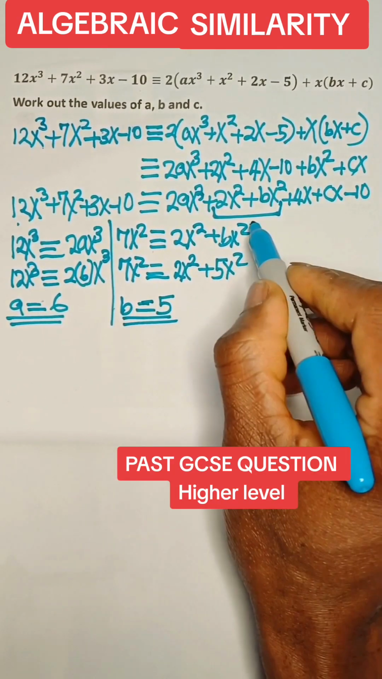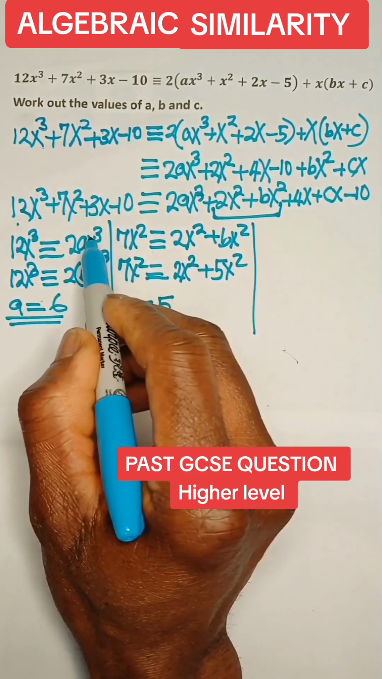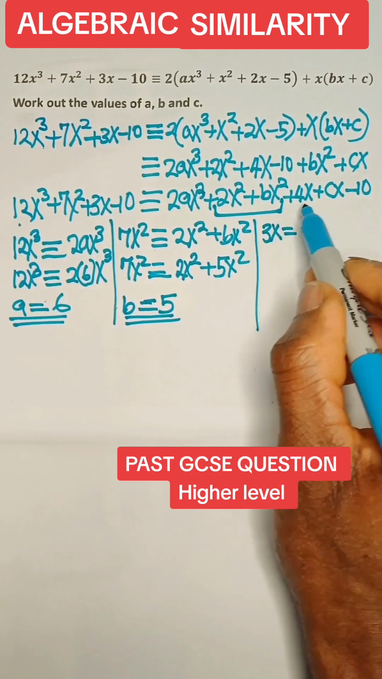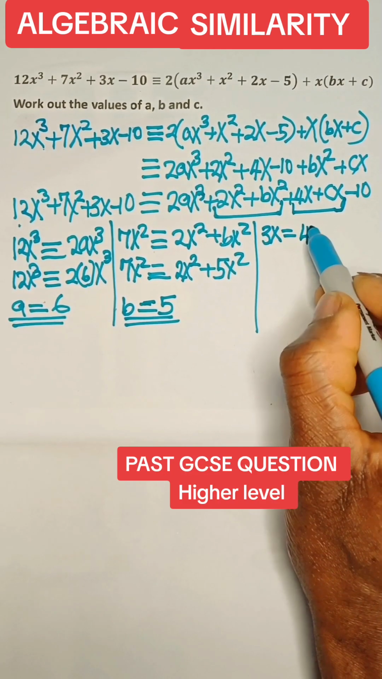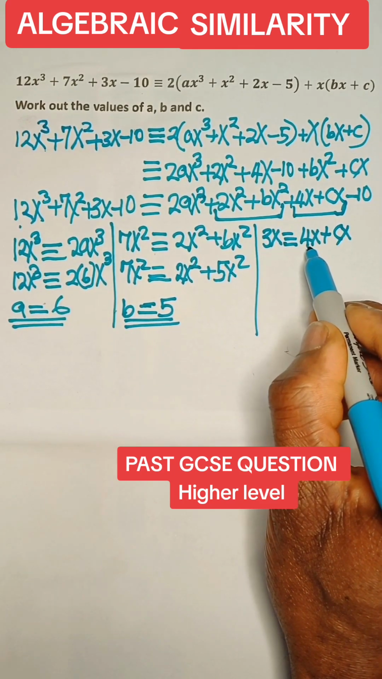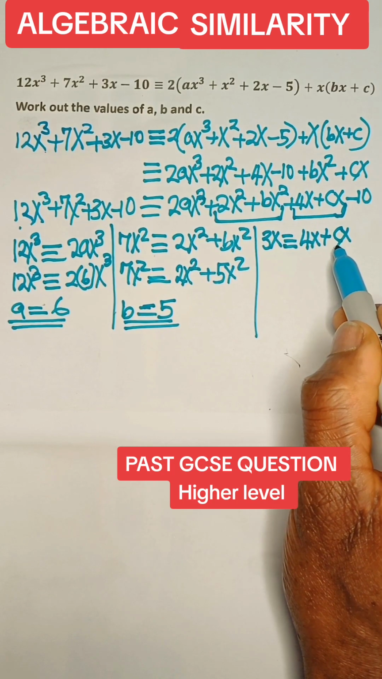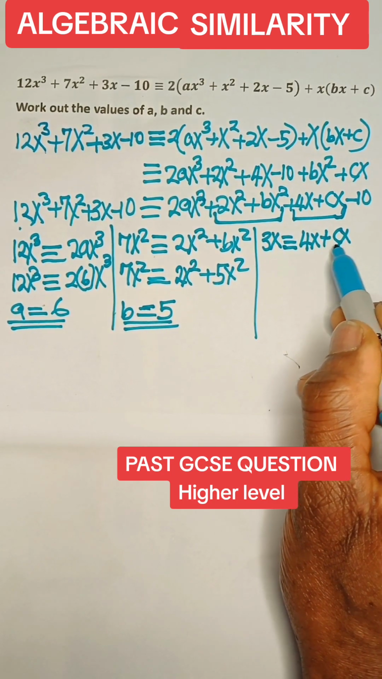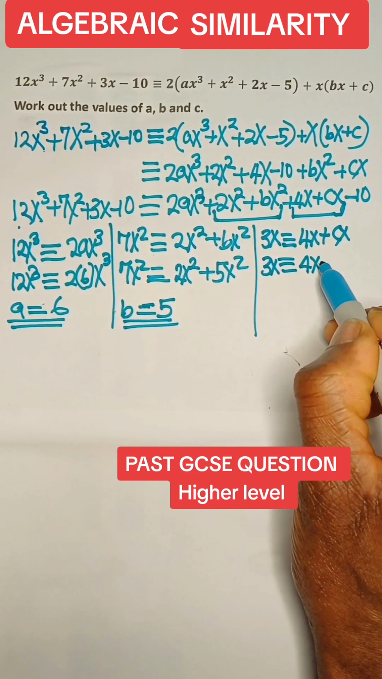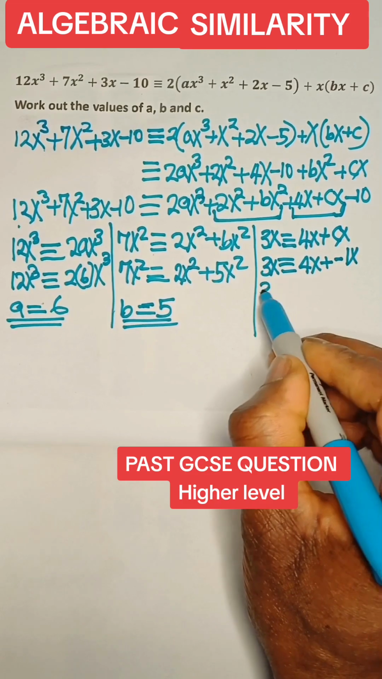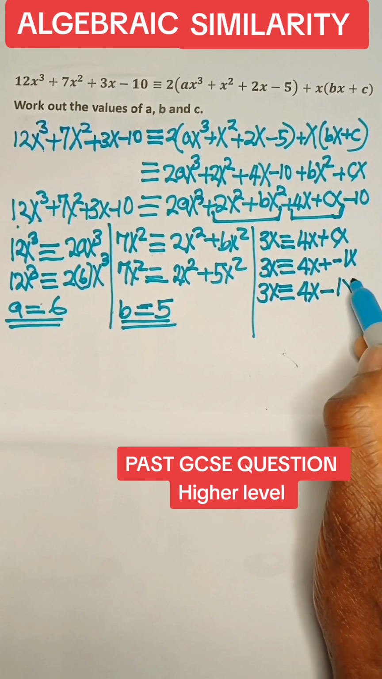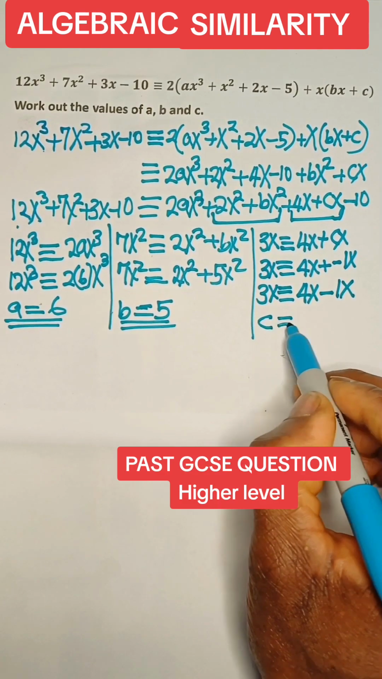Now let's calculate the value of c. On the left hand side, the term that has an x exponent of 1 is 3x, and on the right hand side we have two terms, 4x plus cx. What are we going to add to 4x to give us 3x? That is going to be minus 1x, because 4x plus minus 1x gives us 3x. So 3x is identical to 4x plus minus 1x. We see now that the value of c is minus 1.